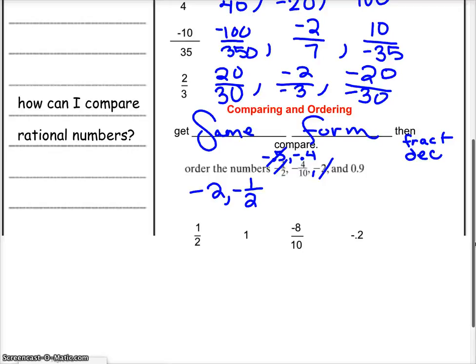So they give you the same data set. They don't tell you how to convert. And then it's negative 4/10. And then I have a positive 0.9. So this is trickier. The thing I want you to know is the bigger the negative, it means it's smaller.